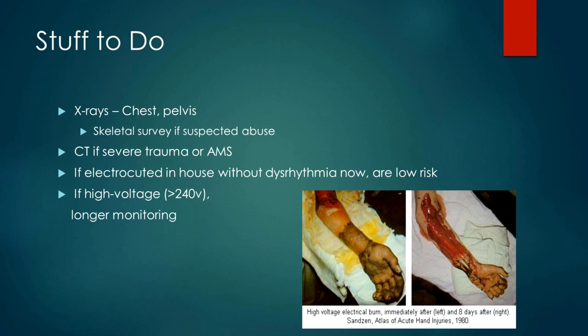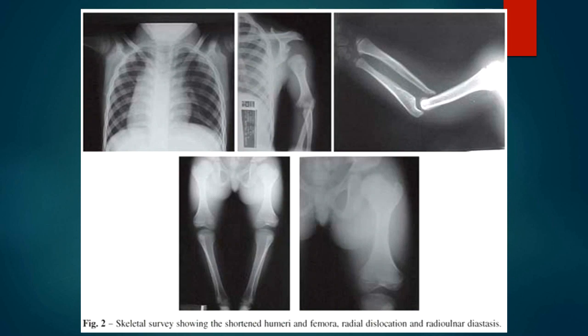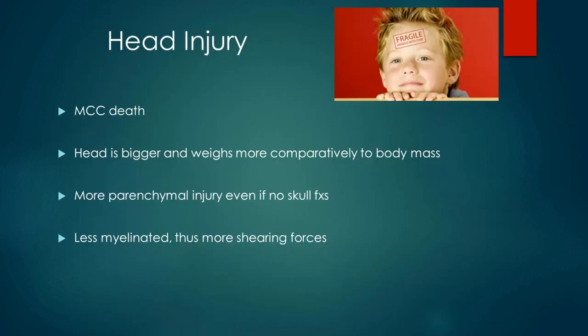Stuff to do, again, x-rays, making sure you get a chest and a pelvis. If there's any concern for non-accidental trauma, then you need to do a skeletal survey. CT if severe trauma or the patient has any altered mental status. This is kind of a random one, but if there's an electrocution in-house without a current dysrhythmia, patients are pretty low risk. If there was a high voltage burn, greater than 240 volts, then they require prolonged monitoring. Again, here's a skeletal survey. You'll get basically a radiograph of all the bones in the kid's body to make sure that there are no other signs of non-accidental trauma.